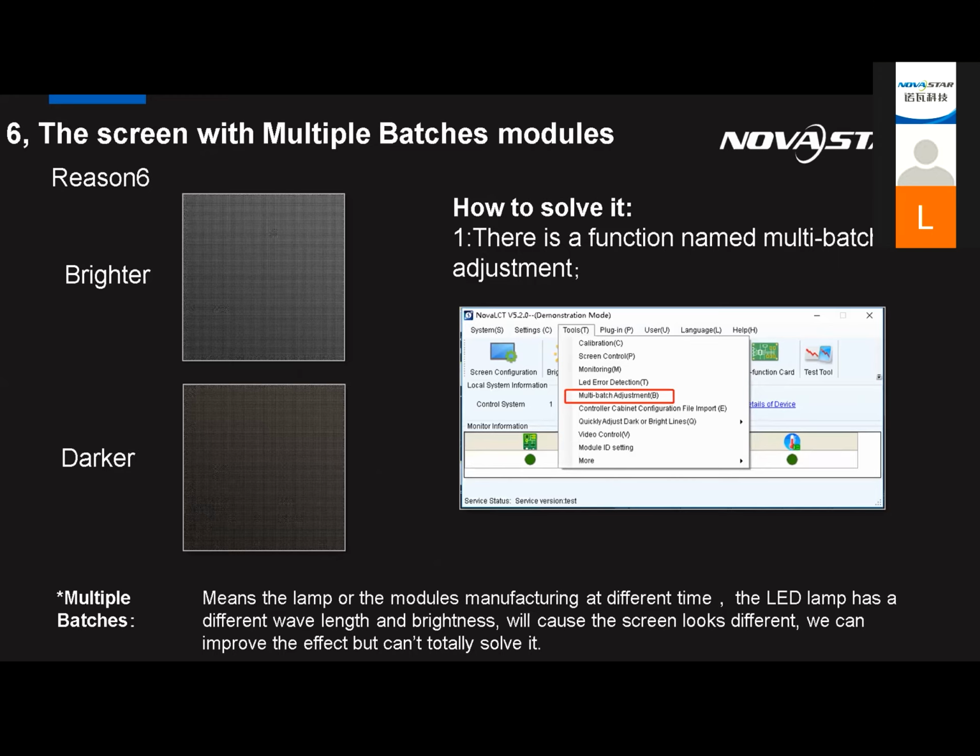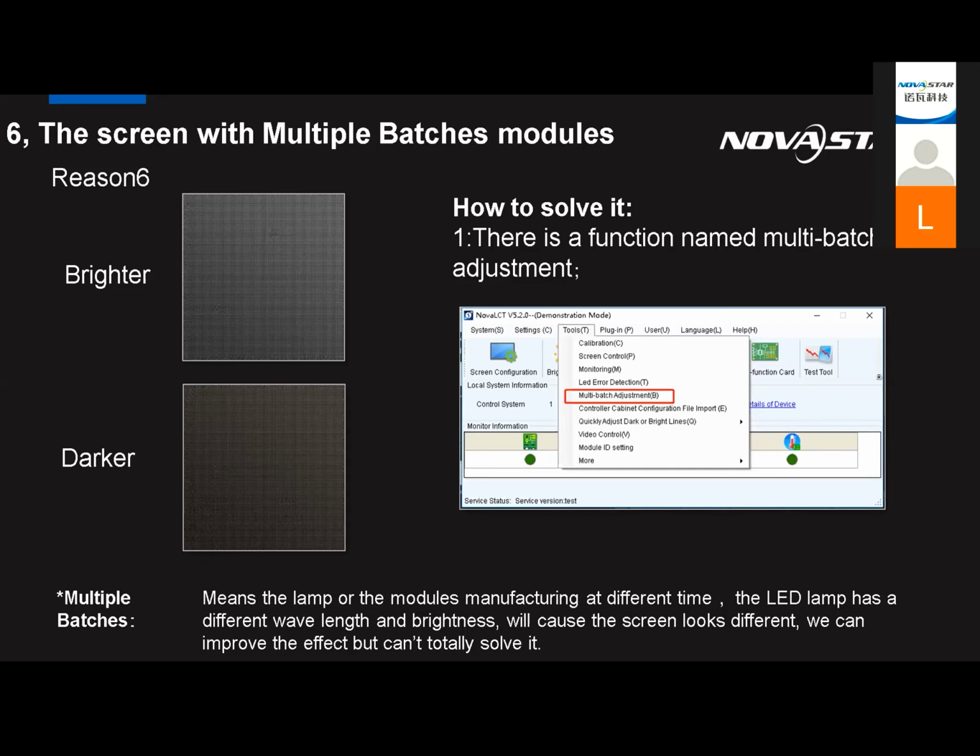The final reason, screen with multiple batches modules. So for this problem, we have a tool in Nova LCT, multi-batch adjustment. What I can tell is this tool definitely helps different batches modules to get into a very similar, very close brightness color, but I cannot guarantee they could be totally same.